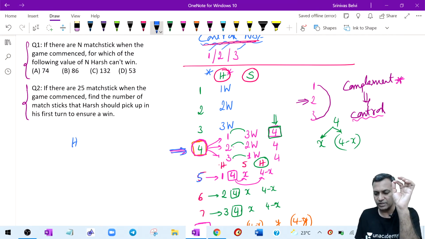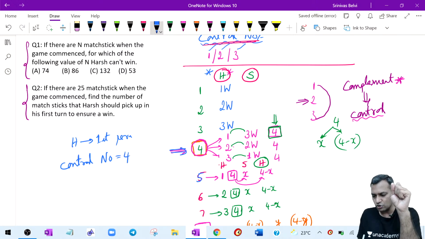So if Harish means the first person, for the first person, the control number is 4. Two things here. The control number is 4, and also the losing number is 4. The losing number for the first person is 4k.